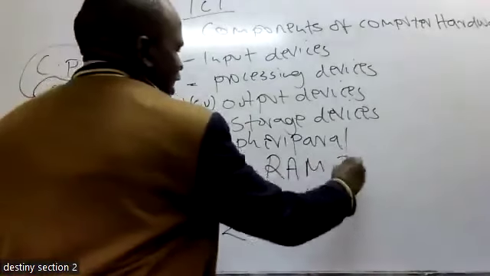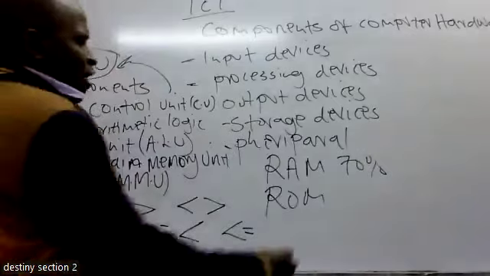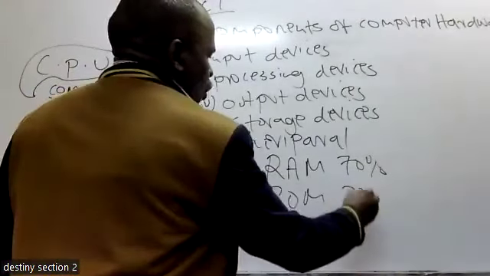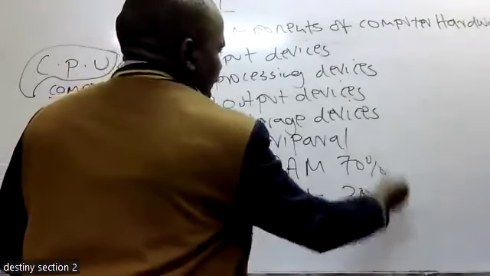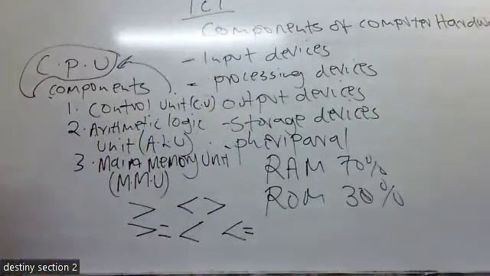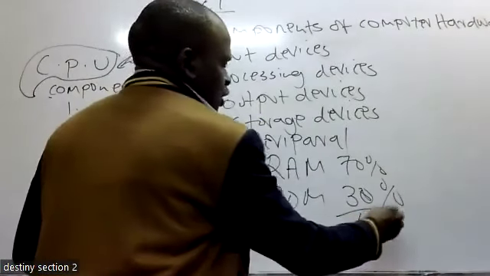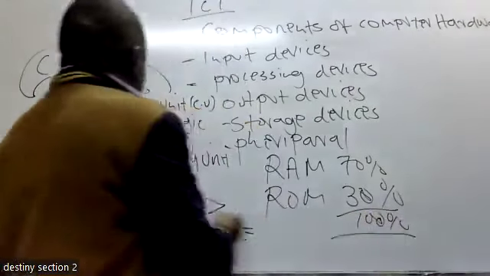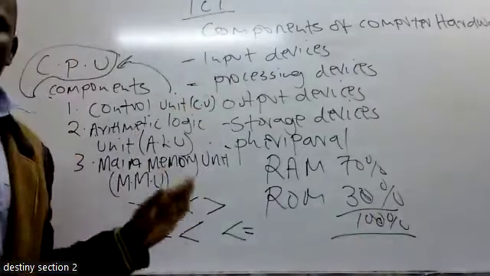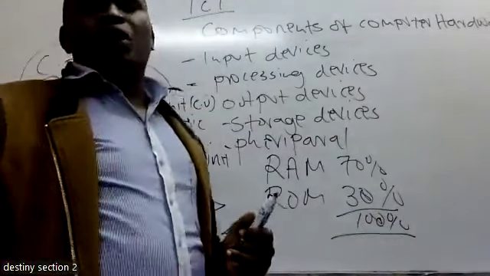So we said yesterday RAM will make up to 70% of a computer memory. And then we said the ROM, read-only memory, takes the remaining, that is 30%. So that if you say 70 plus 30, it is 100%. So this is the primary memory. It is the basic, the least that the computer requires.